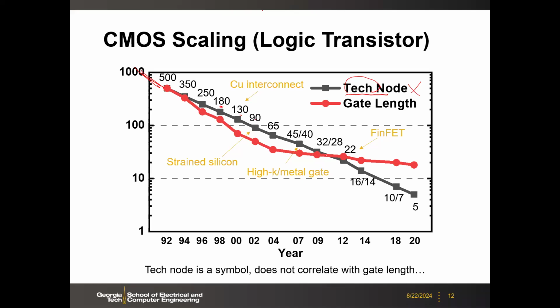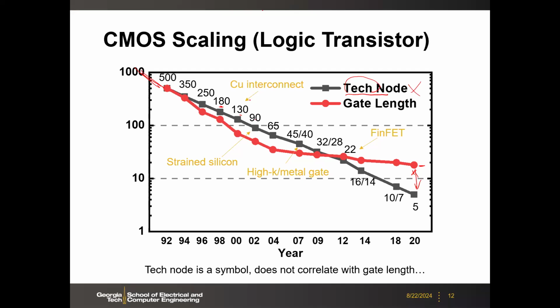And then in recent years, you see that the physical gate length actually does not really scale. Or you can say it stops scaling. In today's 5 nanometer and 3 nanometer, the gate length is still like 15 or 16 nanometer, somewhere here. It's totally decoupled from the tech node.